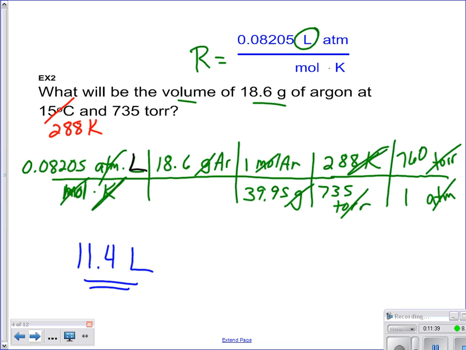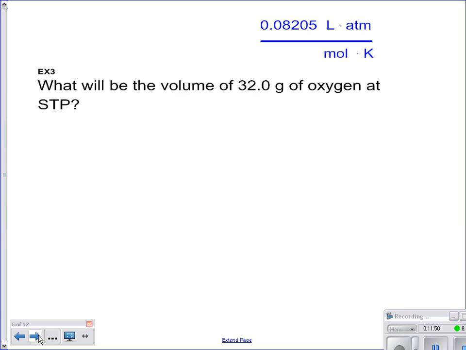Okay, so moving on to our last ideal gas problem. I think we're going to have lots of time today to work on homework problems, which might be nice. So, last ideal gas problem. In this question, it says, what will be the volume of 32 grams of oxygen at STP? Anybody do those quick calculations in their head and come up with an answer yet? Oh, no takers on that. Let's see what we can come up with here.